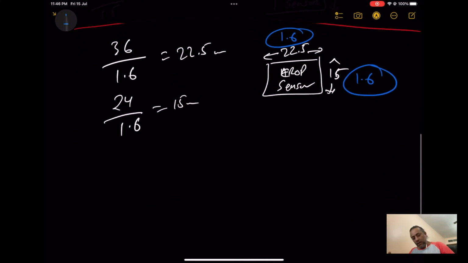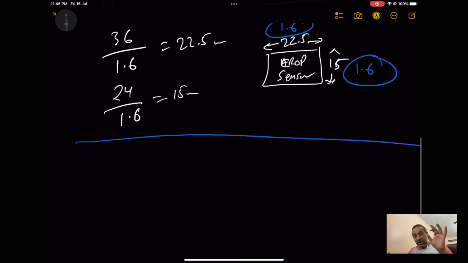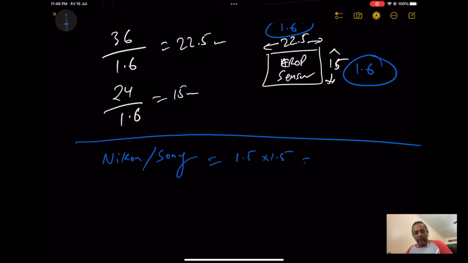So this is where things are going to be interesting. For there, we have to derive two numbers, which you are going to see are going to be used further in a calculation which I'm going to show you. So for Nikon, Sony, we are going to have a factor of 1.5 multiplied by 1.5, which is equal to 2.25. So keep that in mind.